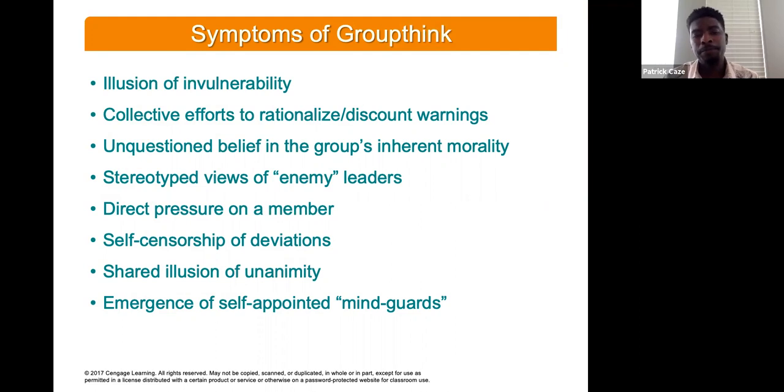Okay. Direct pressure on the member, right? Again, if someone is making a decision, and everyone else agrees with it because of their position or their sway in the group, there's a lot of pressure on that person. Right? There's a lot of personal pressure on that person, because now you have put a decision on the table and everyone is following you. And so you have to be cognizant of that. Right. And then you got your shared illusion of anonymity.